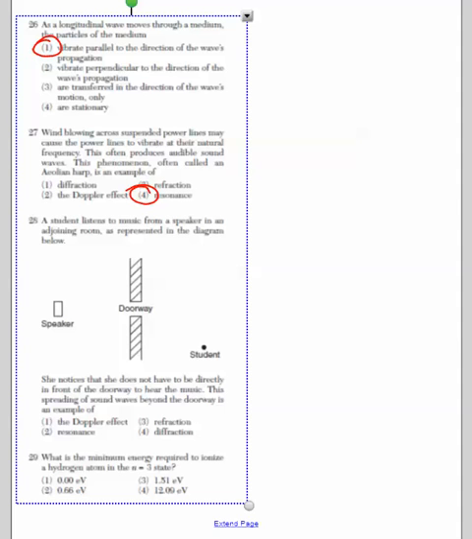28, we have a speaker and a doorway, and the students hearing it, even though they're not in direct sight of it, and that is because the sound is diffracting through the opening. So that phenomenon we call diffraction.